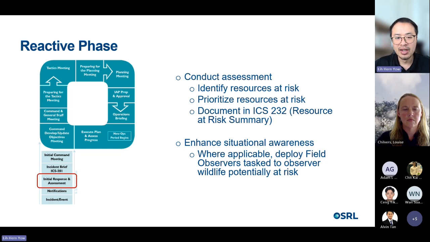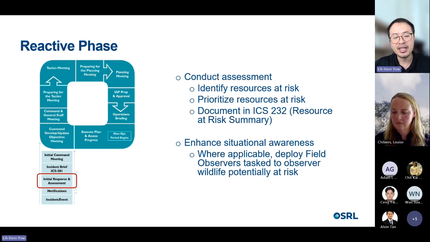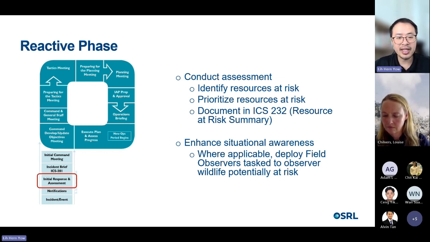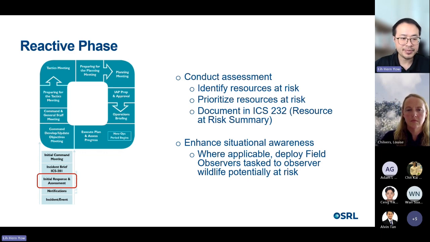implications. So if we really need to enhance situation awareness, if the information is still hazy at the beginning, the on-scene commander or the incident commander will be able to deploy field observers, specifically tasked to observe any wildlife potentially at risk. This would help to formulate a quick response at the beginning.